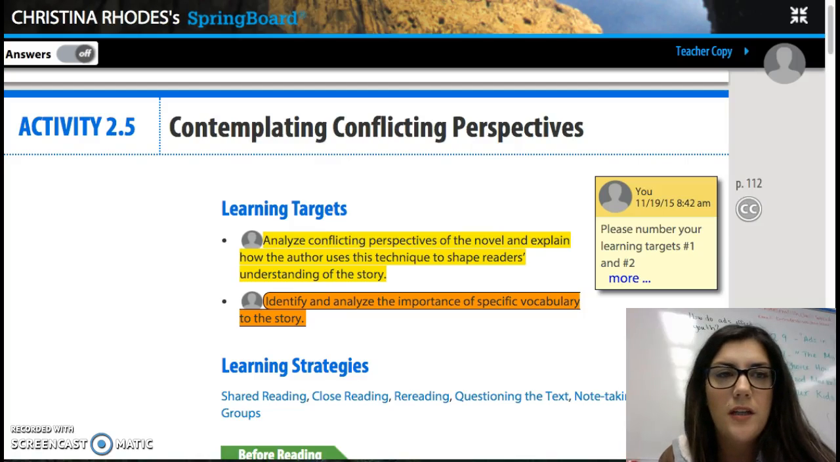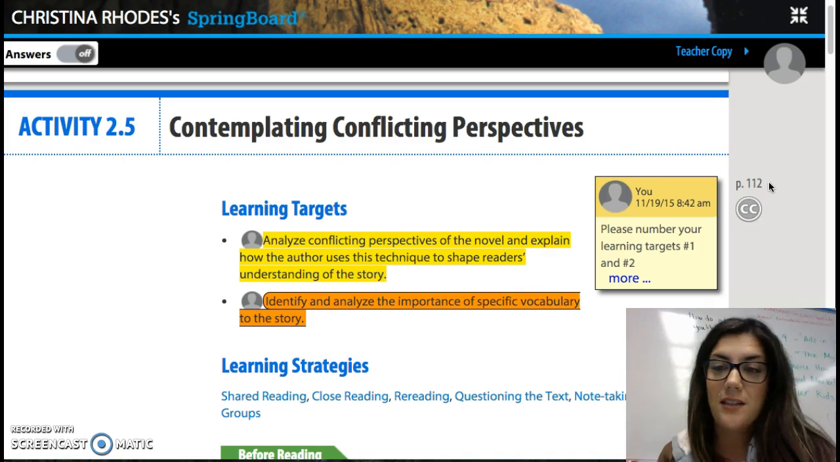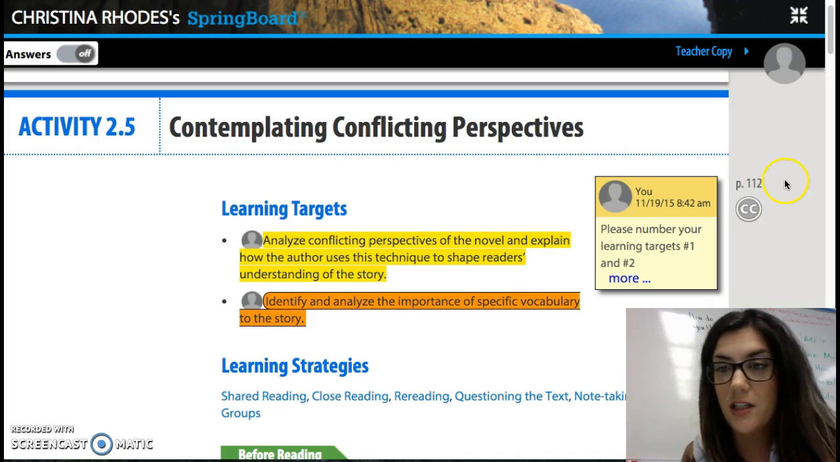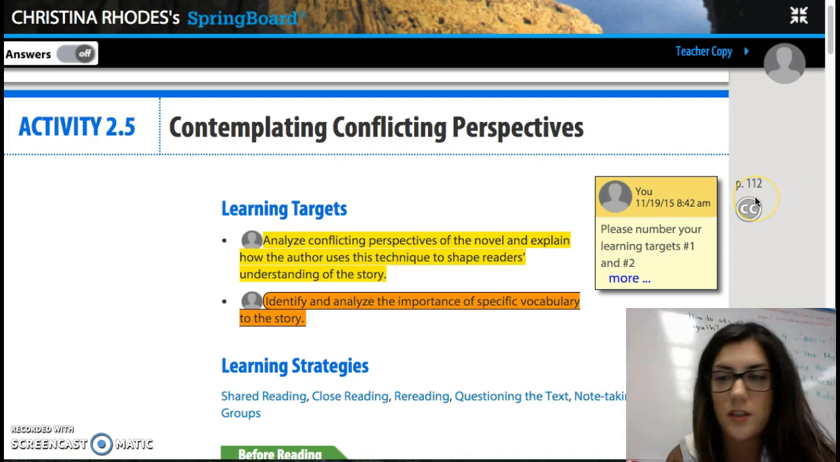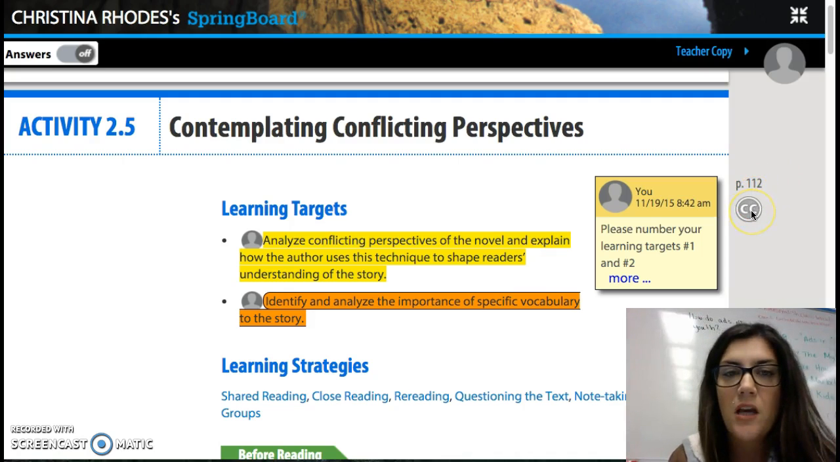Hi, we are working on activity 2.5. We are on page 112, so over here to the right, make sure you're on page 112. You are going to need to be interacting with the text today, so make sure you're with me, underlining, highlighting. I will be checking that at the end for a grade. So I'm checking that you're underlining, highlighting, numbering your learning targets, all of those things.